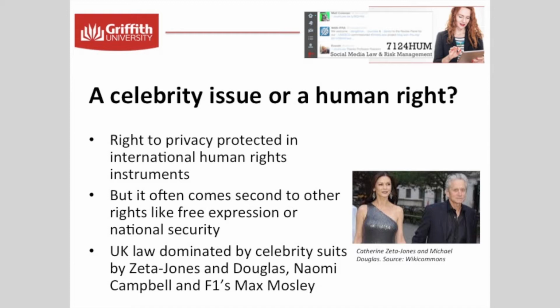Well, is privacy a celebrity issue or a broader human right? Well, it is protected by various human rights instruments. The Universal Declaration of Human Rights protects privacy, as do most of the other major regional human rights treaties. But it does often come second to other rights, such as free expression or national security laws. And the UK law particularly has been dominated by celebrity suits, we call them, by the likes of the actors Catherine Zeta-Jones and Michael Douglas, the supermodel Naomi Campbell, and Formula One's Max Mosley.